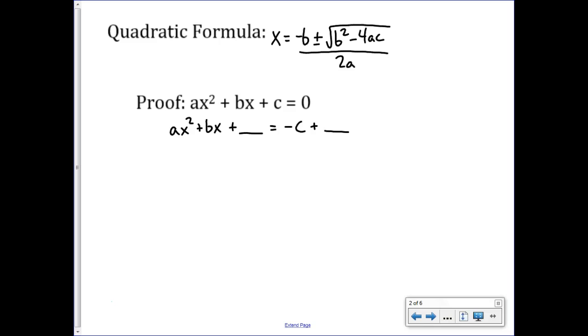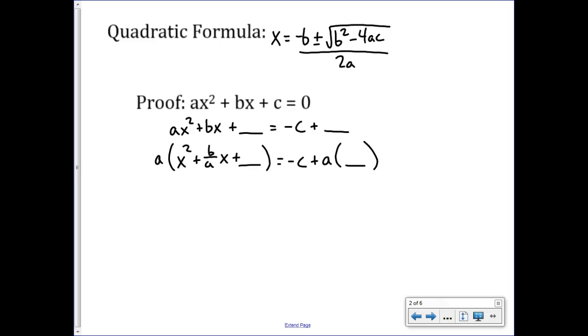Now, that a value out front, we need to factor out. So a times x squared plus b over a x plus blank, and then I have that equal to the opposite of c plus, now I need to multiply by a, whatever it is that I put in that blank.